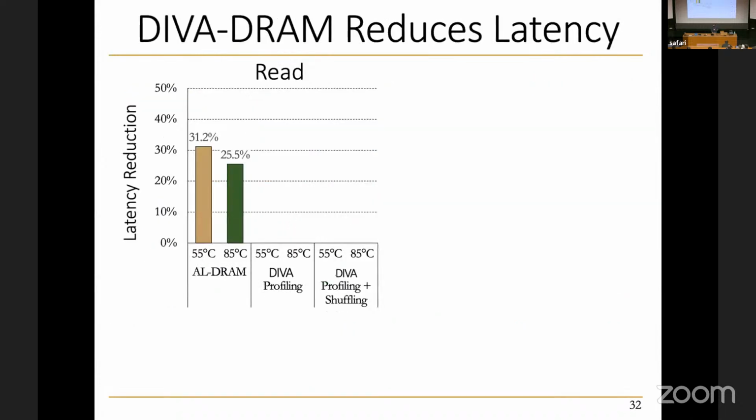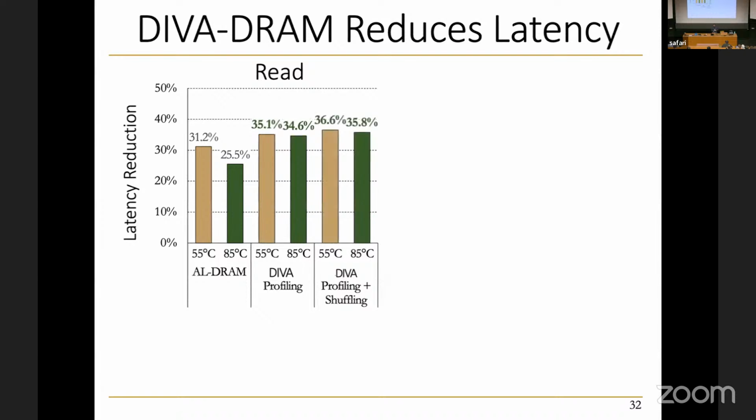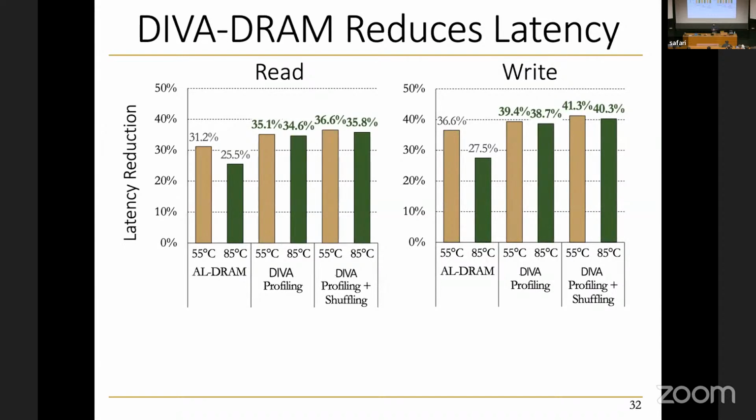And here you see the results. The first one is ALDRAM, the first paper that I talked about. The next ones are 2 variations of DIVA. In the first one, we only reduce the latency by using DIVA's profiling methodology, and we already provide a larger reduction in the latency by doing that. And you can also use this in a smarter way. You basically shuffle your data in a way that you can leverage these fast cells better, and you can further improve the latency reduction. These are the results for read, and the other ones are for write.